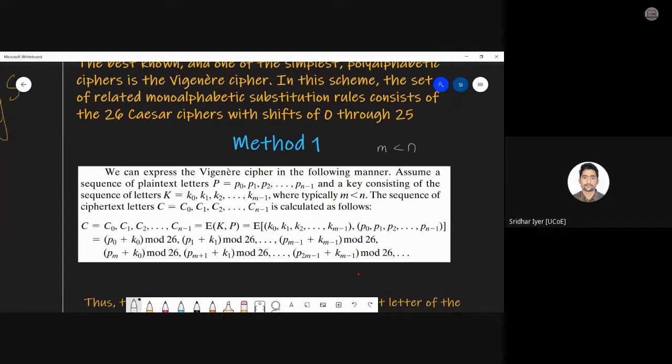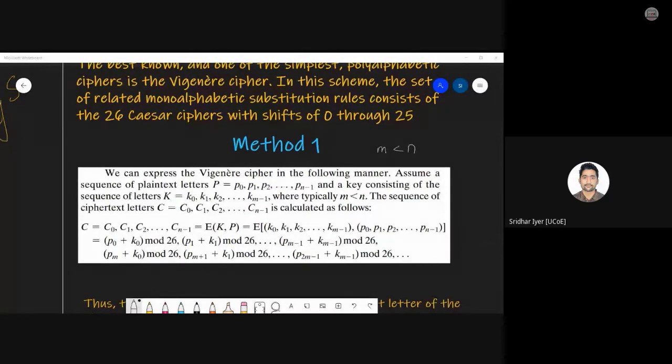Kindly let me know. If m is less than n, what does it mean? Have a look at this expression and tell me what exactly it means. Number of k is more than number of... more or less. Kindly have a look. m stands for the number of keys, where n stands for the number of plain text.